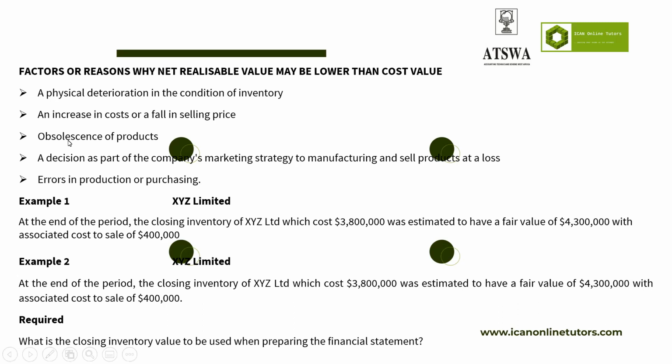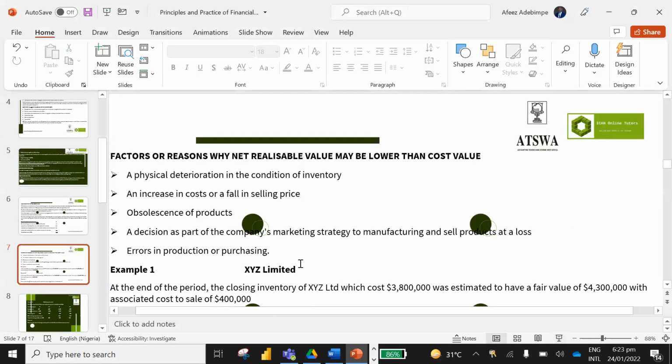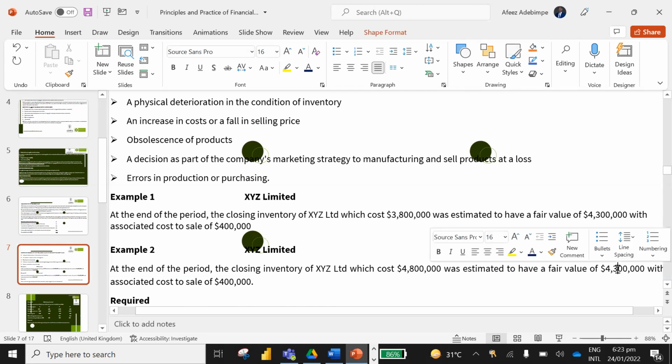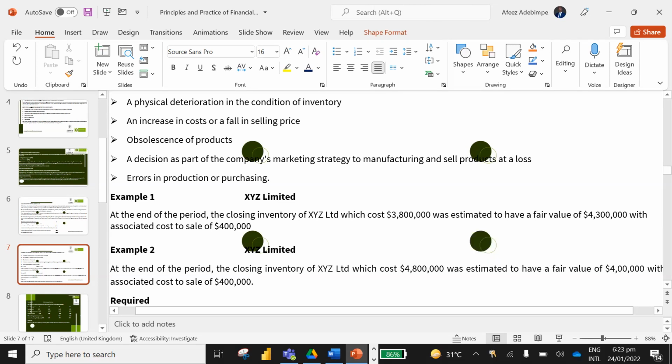Now, if you look at example one and example two, we have them to be the same. So I will need to do a quick update. Let's make this 4.8. Let's make this 4.1. So let's consider this to be 200.